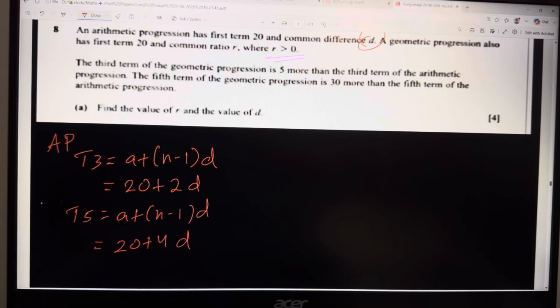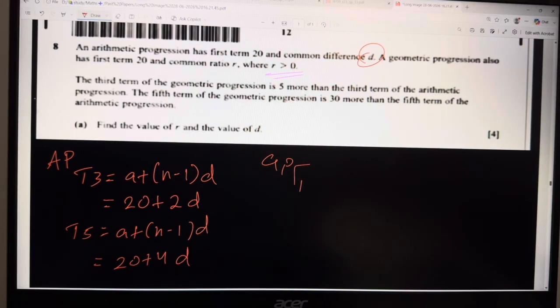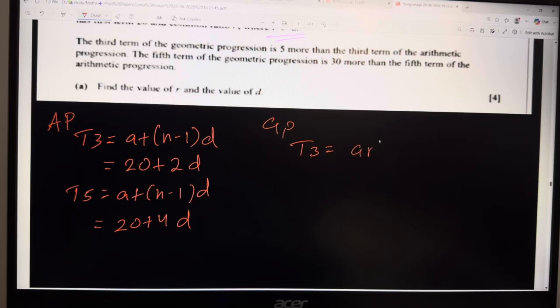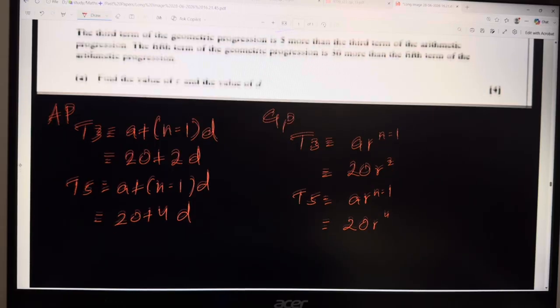Okay, now for the GP, it's again the third term and the fifth term. The third term, the formula is a r to the n minus 1, so 20 times r to the 3 minus 1, which is 2, so we'll write that. And the fifth term is again a r to the n minus 1, which is now 5 minus 1 equal to 4, so 20 r to the 4. Okay, we have these now.